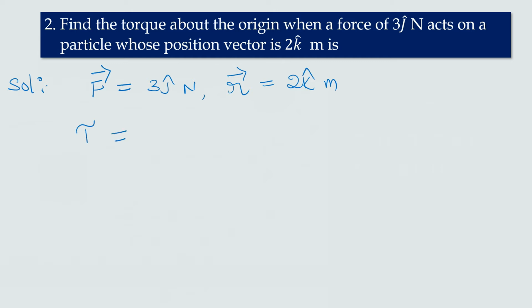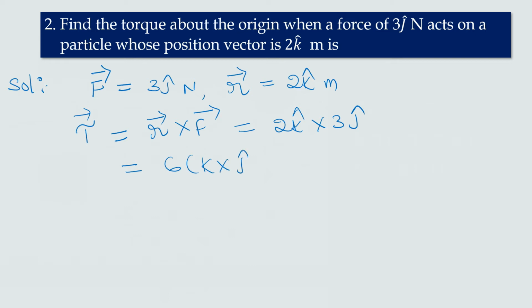Now finding torque, tau is equal to r bar cross F bar, that is equal to 2 k cap cross product of 3 j cap. So that is equal to 2 threes are 6 k cross product of j cap. Now tau is equal to k cross j, which is minus i. So 6 i cap newton meters. This is the final answer. Okay. Next we will go to the next.